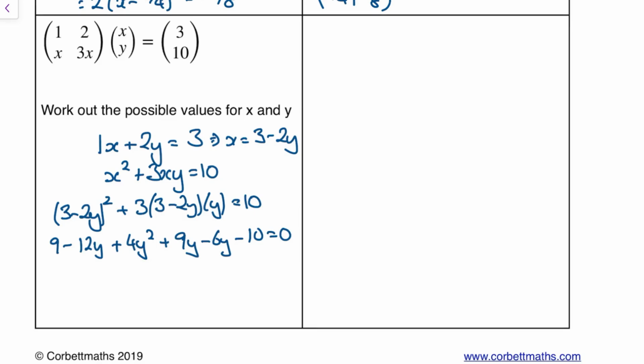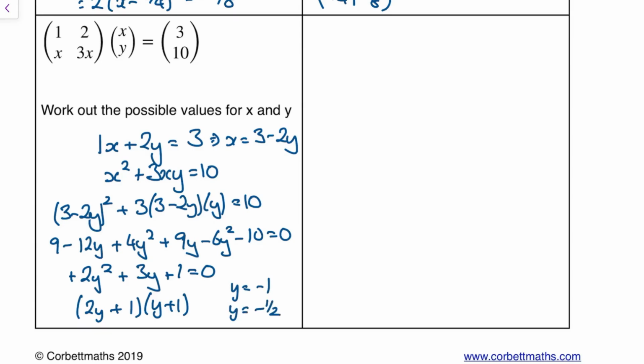Now, let's collect carefully. So I've got 4y squared minus 6y squared, which is minus 2y squared. Minus 12y plus 9y is minus 3y. And 9 minus 10 is minus 1, which is equal to 0. So let's multiply everything by minus 1, which gives me 2y squared plus 3y plus 1, which I do know straight away I can factorise: (2y plus 1)(y plus 1), which means that y equals minus 1 or y equals minus a half. So, let's put these together correctly.